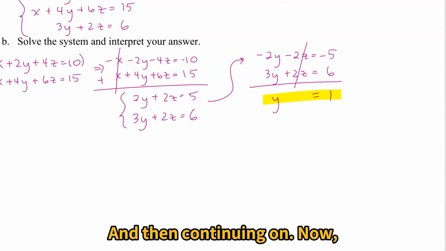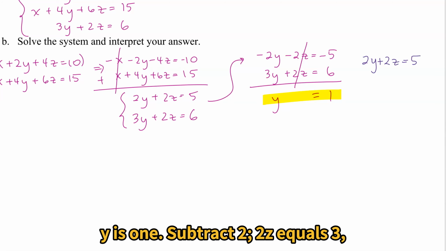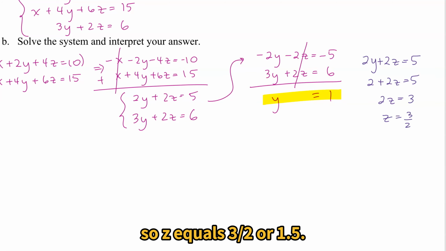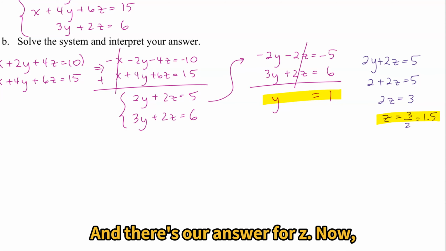And then continuing on, now we need to find z. So 2y plus 2z equals 5. y is 1. Subtract 2. 2z equals 3. So z equals 3/2 or 1.5. We can make it into a decimal, that's okay. And there's our answer for z.